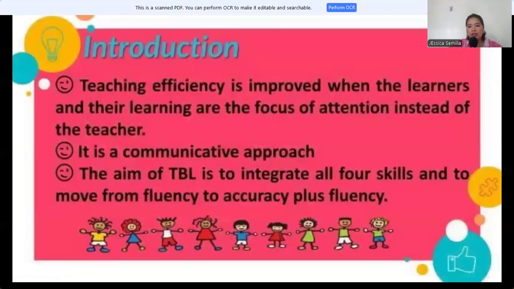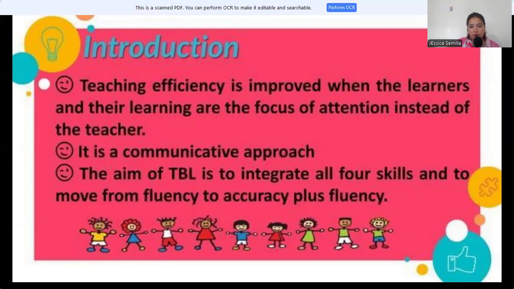Now, what is under task-based instruction? Here, the focus is more on the task. So it's a communicative approach, at the same time trying to look into a learner-centered approach or learner-centered focus. The focus here is that teaching efficiency is improved when the learners and their learning are the focus of attention instead of the teacher.